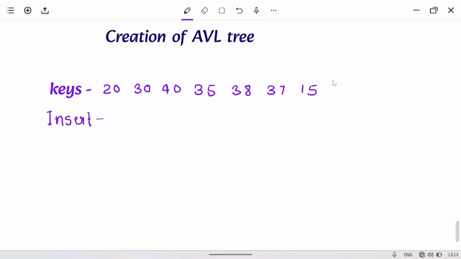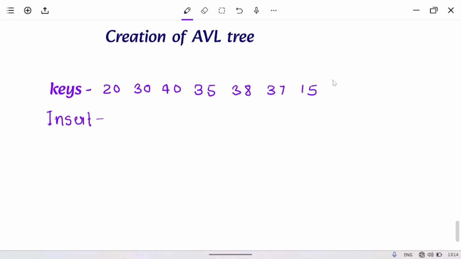Hello friends, the topic of this video is creation of an AVL tree. These are the keys. Using these keys, we will insert one by one and generate the AVL tree. The process is the same as a binary search tree, but we also have to calculate the balance factor. If any node becomes imbalanced, we have to balance it.